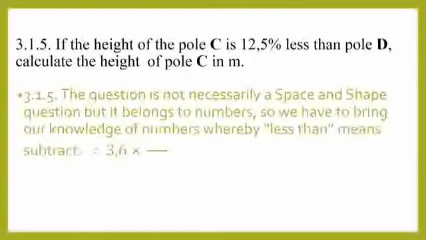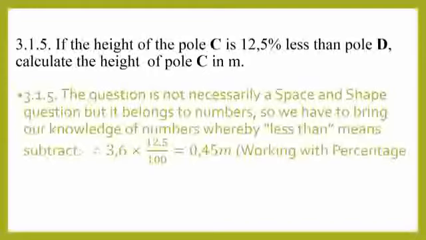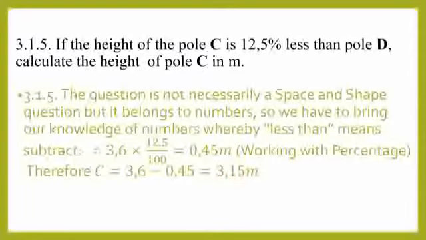Therefore, 3,6 multiplied by 12.5% equals 0.45 meters. Working with percentage is a topic about numbers. Therefore, C is equal to 3,6, then you subtract 0.45, the answer will be 3.15 meters.